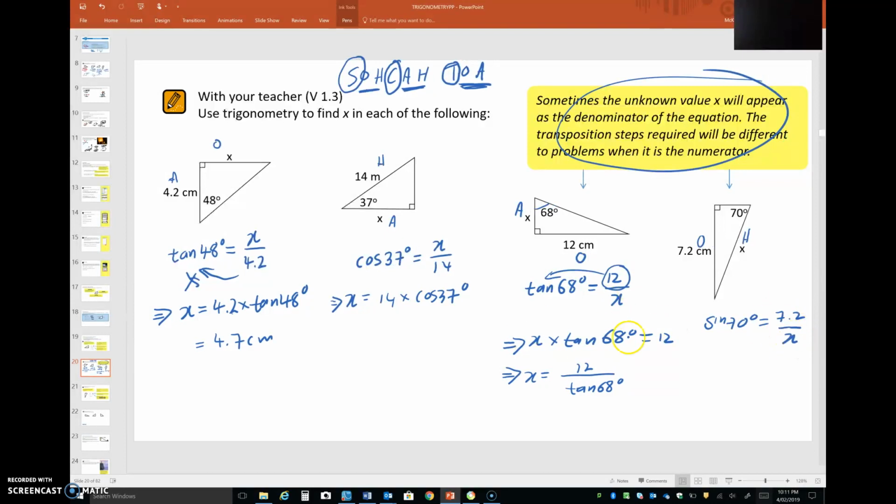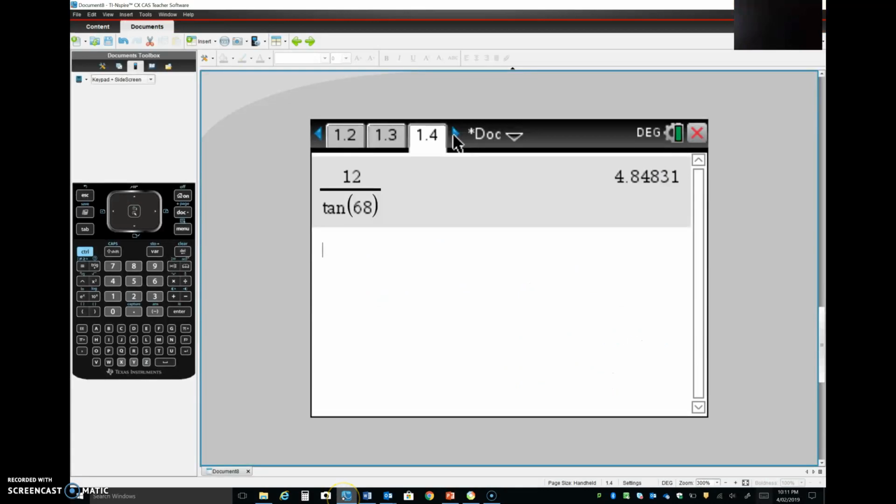Now, rather than doing all this rearranging, I'm just going to go straight to what I know will be the end. 7.2 over sine 70. Okay, try that one on the calculator, and you should get this number here.